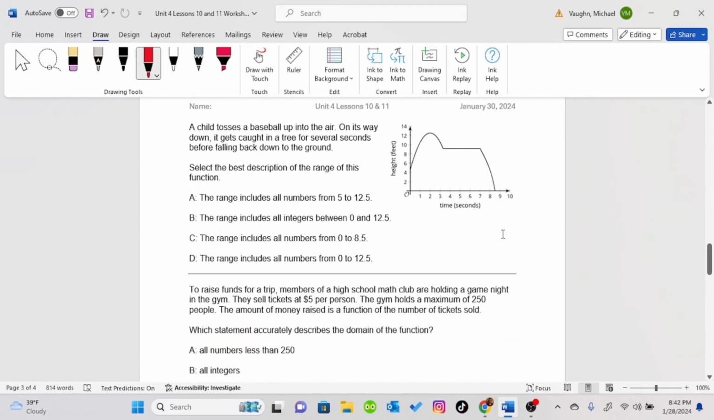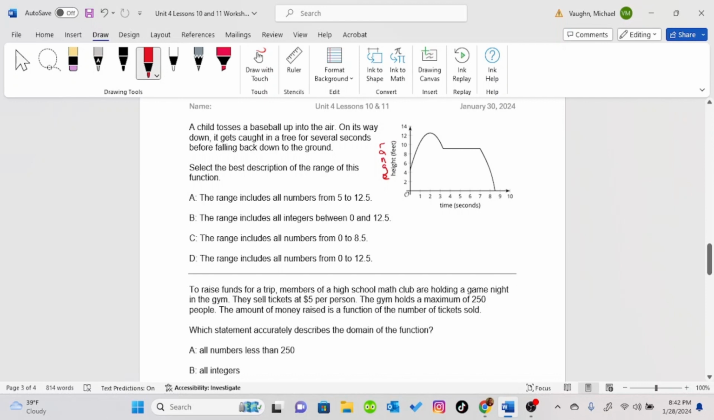A child tosses a baseball up into the air. On its way down, it gets caught in a tree for several seconds before falling back down to the ground. Select the best description of the range of this function. So what you want to remember is that your range is your output. That is your Y values.